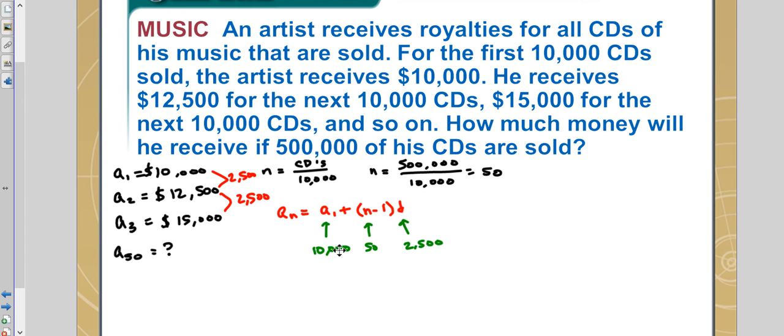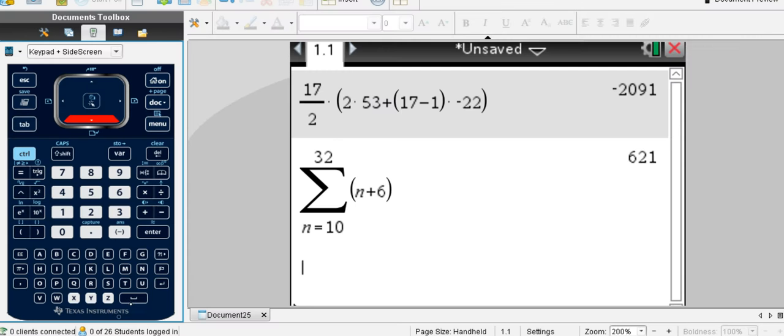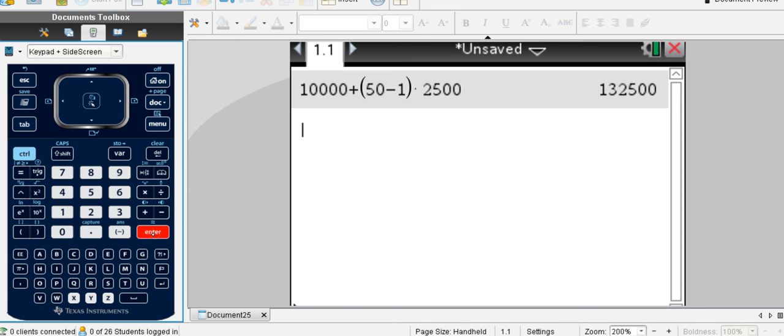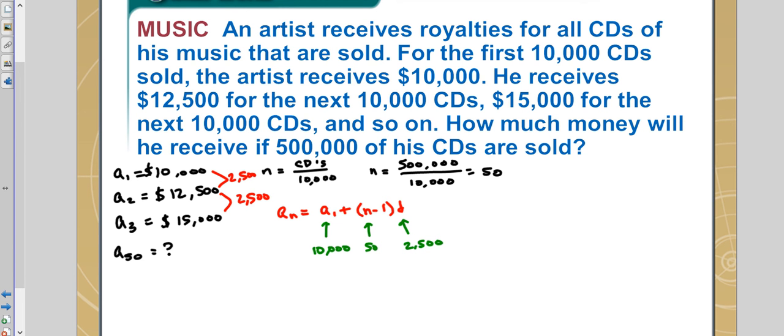And so here, I'm going to use the calculator just to help us out real quick. We would have the first term, which is 10,000, and we would add that to 50 minus 1, which obviously is 49. I'm just writing this out so you can see it. And we times that by the difference, which is 2,500. And we find out that it's $132,500. So if we were wanting to know A sub 50, for selling that many CDs, you'd get $132,500, which is a lot of money.